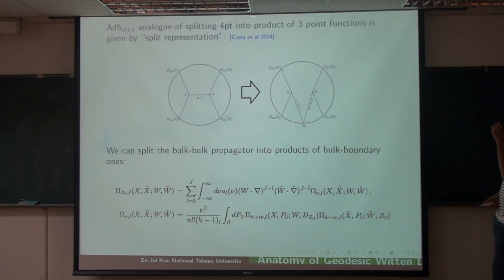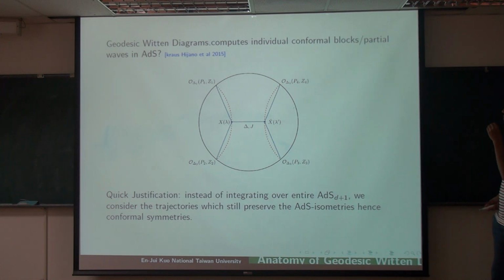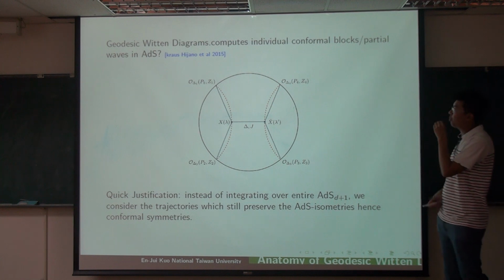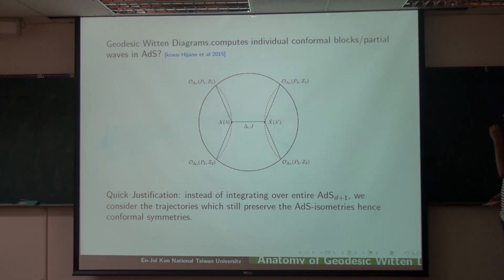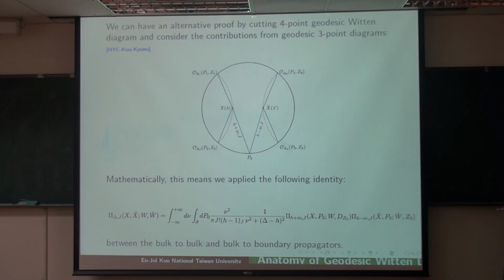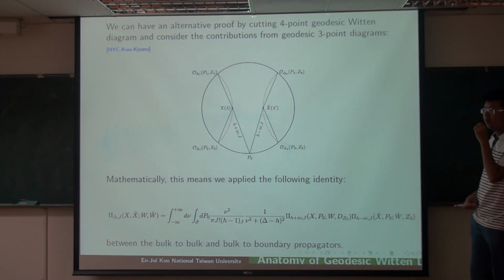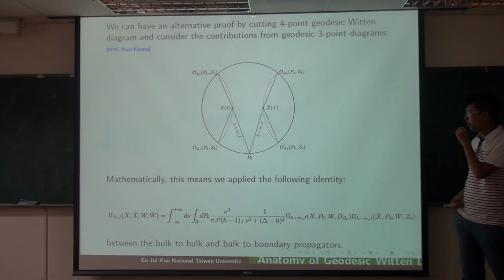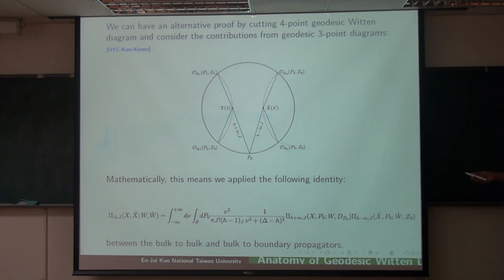So now it means that we can decompose this 4-point Witten diagram into geodesic Witten diagrams. Now in Perlmutter's paper in 2015, they proved that geodesic Witten diagrams compute conformal blocks. But in our paper, we have an alternative way to prove it. We just use the same split representation and cut the middle propagator into two propagators connecting to the boundary, and then we compute these diagrams.